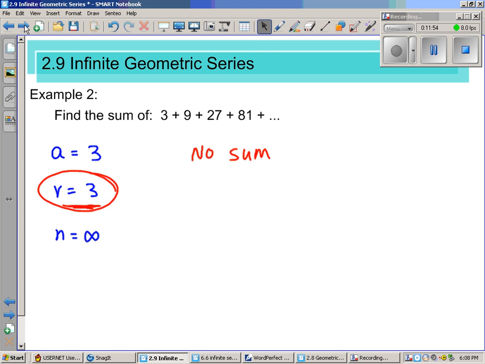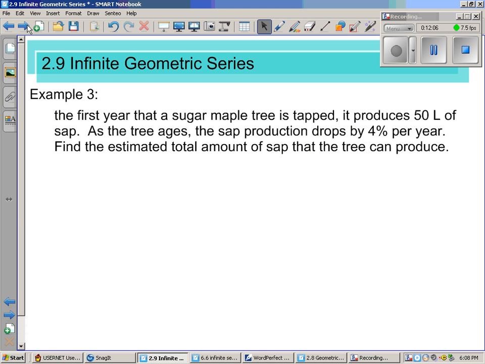And our last example is one of the reasons I like this the most. This is a word problem, very simple, and they actually happen to do more with ecology or with environmental studies. So let's copy down this question. The first year that a sugar maple tree is tapped, that's this time of the year, it produces 50 liters of sap. As the tree ages, the sap production drops by 4% per year. Find the estimated total amount of sap that the tree can produce.